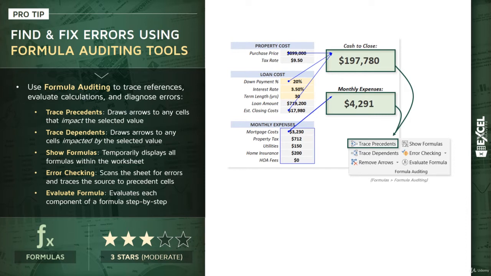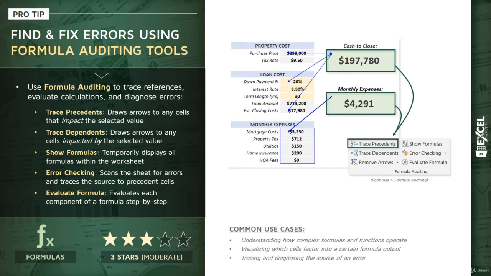We also have a number of other tools we're going to talk about. Show formulas is simply going to temporarily display any worksheet formulas as text, and then error checking is going to scan the sheet for errors, and help us trace the source back to any precedent cells. And finally, my personal favorite, the evaluate formula tool, that's going to allow us to actually evaluate every single individual component of a function or formula step by step. And that's great for pinpointing where a formula might be breaking, especially if you have a very complex formula or a number of nested functions.